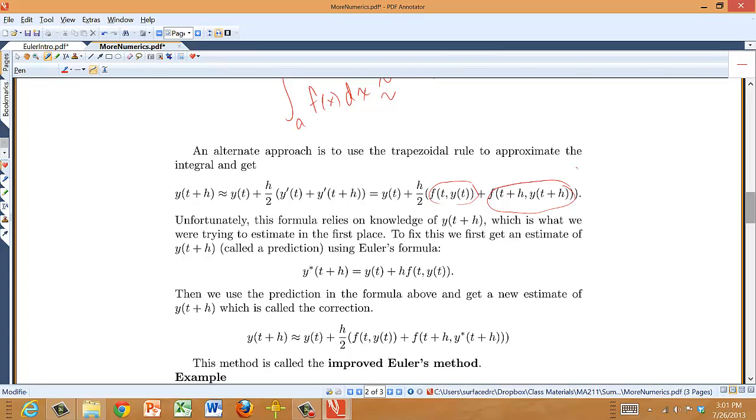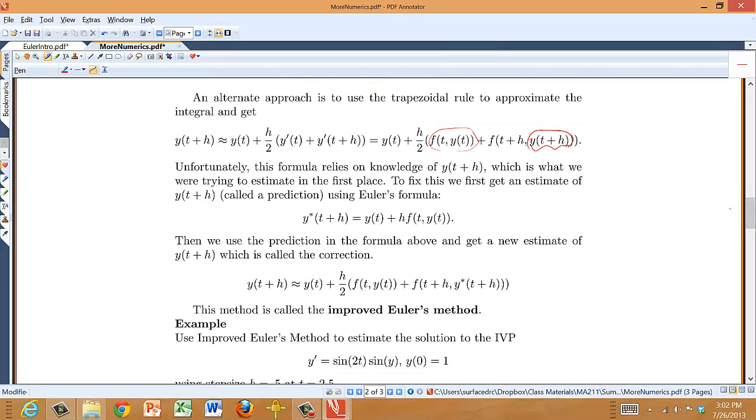So the problem with this is this guy right here. We said y at time t plus h depends on y at time t plus h, which we don't know. That's what we're trying to approximate. So what we're going to do is get an estimate of y at time t plus h using Euler's formula. The first thing we'll do, we want to approximate y at time t plus h. We know y at time t.